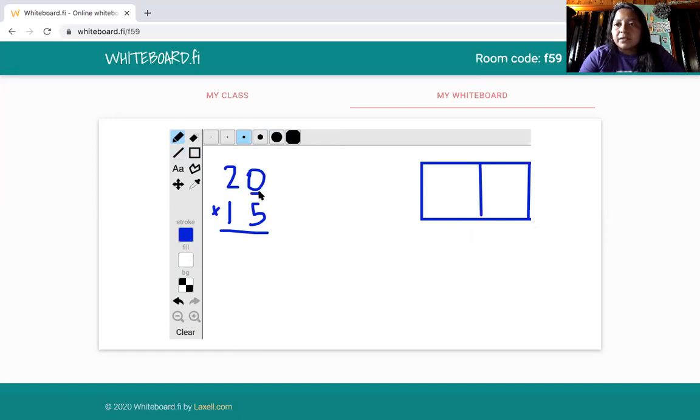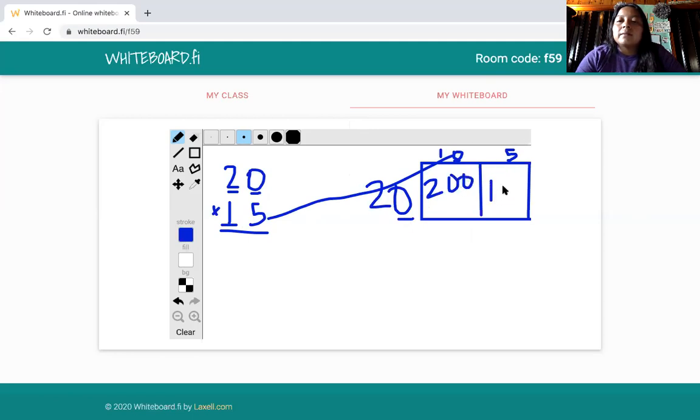What is the value of a 0? It's 0. So the only value you really have is the 2, which is 20. We take that 20 and put it on the side, and then we take this apart. The value of the 1 in 15 is a 10, and the value of the 5 is 5. Now we multiply. We just multiply straight across. 2 times 1 is 2, and then you add 2 zeros. 2 times 5 is 10.